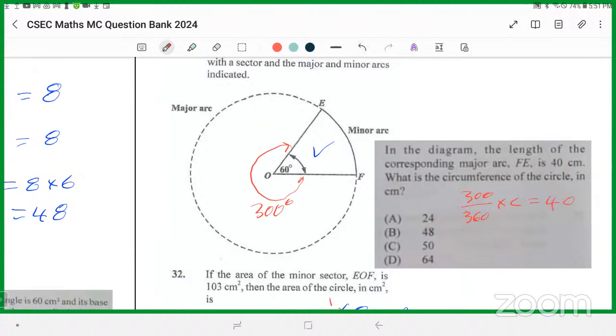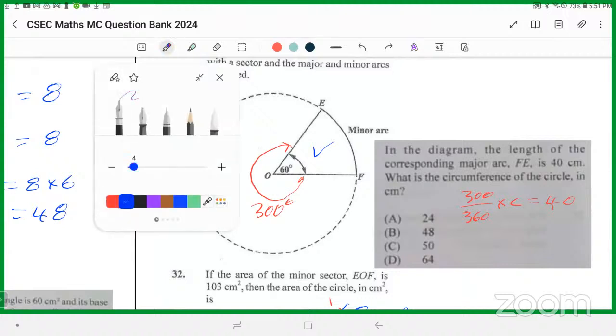The length of this arc over here is 40. It will be 300 over 360 times the circumference equal to 40. So that's what you're solving. They ask us, what is the circumference? I'm not seeing that answer there. Something is wrong. But I've got to multiply this by 6. Oh, this is 5 over 6. It's correct. I will multiply by 6 and then divide by 5.